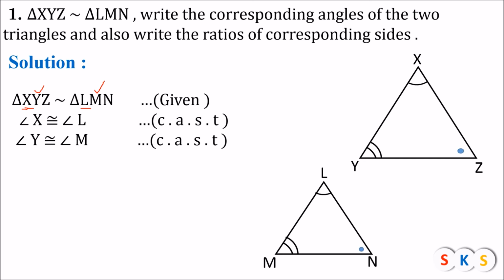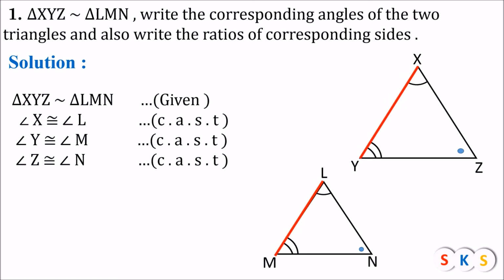So the first part of this question is over. It was asked to write pairs of corresponding angles, which we wrote. Next we have to write the ratio of corresponding sides. So look at this figure. You can see here XY and LM correspond to each other, right? These two sides correspond to each other. How did we come to know these two sides correspond to each other?